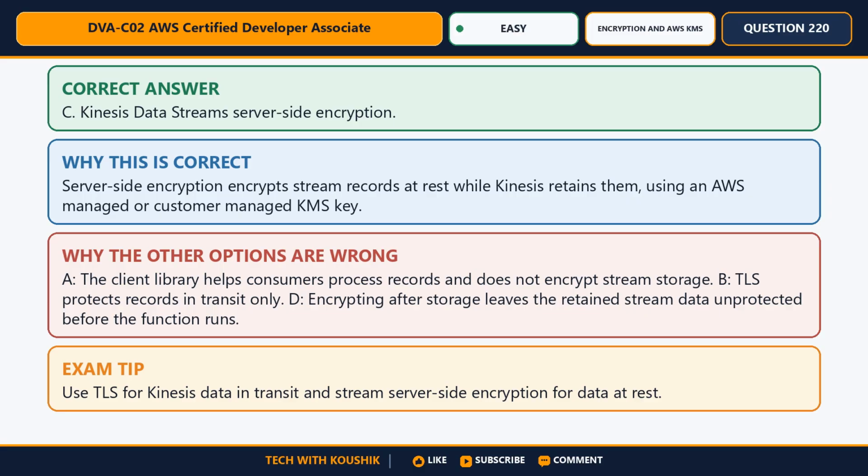A. The client library helps consumers process records and does not encrypt stream storage. B. TLS protects records in transit only. D. Encrypting after storage leaves the retained stream data unprotected before the function runs. Exam tip. Use TLS for Kinesis data in transit and stream server-side encryption for data at rest.